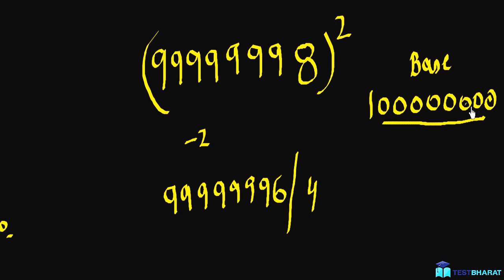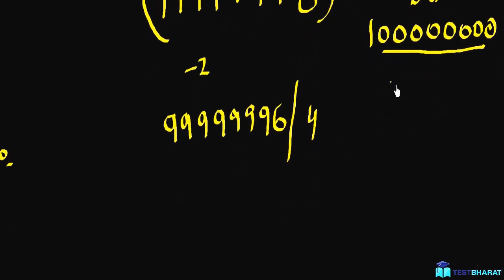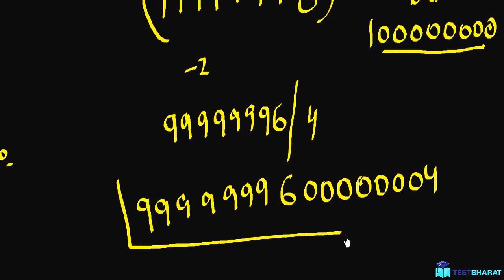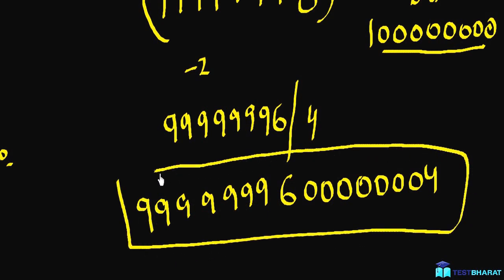Number of zeros here are 1 2 3 4 5 6 7 8. So I have to adjust it. I should have here 8 digits: 3 4 5 6 7 8. So I'll add 7 zeros, and then 4. So this will be the square of this number. You can check it in your computer, because the calculator won't be able to calculate it.